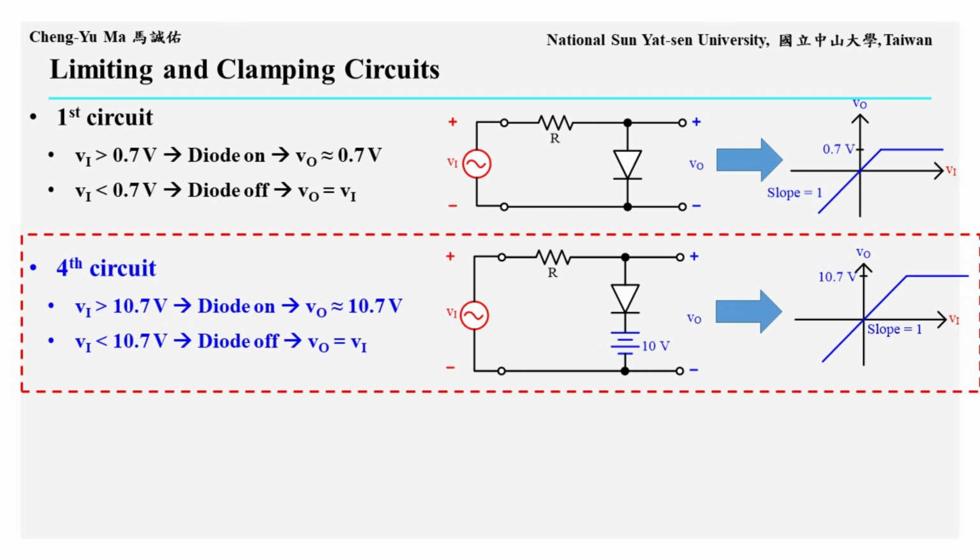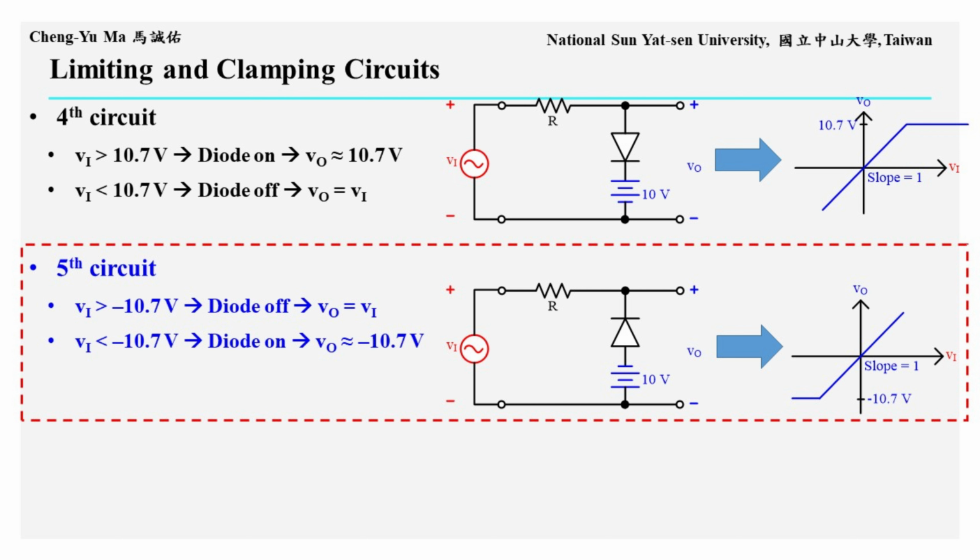Compared with the first circuit, adding a fixed voltage source in series with the diode allows us to adjust the positive limiting level. Using the same idea, if we reverse both the diode and the fixed voltage source in the fourth circuit, the diode loop will conduct only when Vi is less than negative 10.7 volts, meaning it is more negative than negative 10.7 volts.